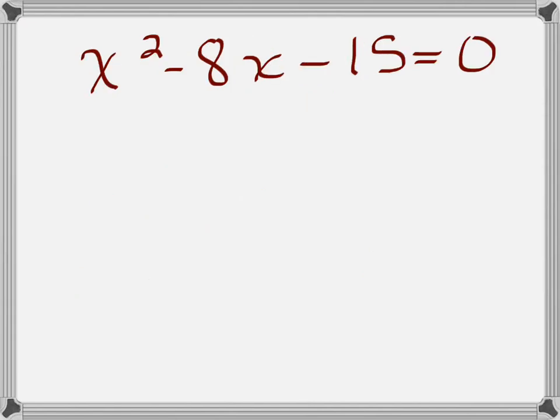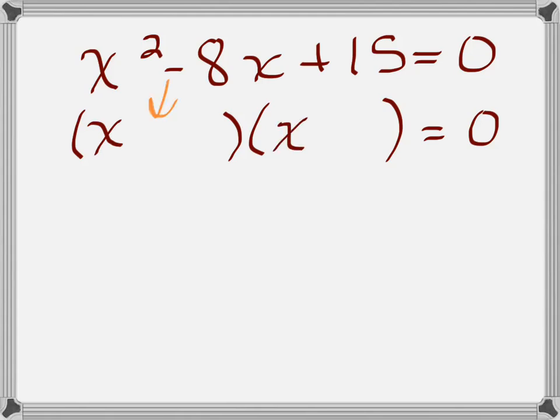So let's see how we're going to use the zero product property with this equation. X squared minus 8x plus 15 equals 0. What we're going to do is have two binomials equal to 0, and we're going to factor, so we get an x and an x. We bring down a negative, and a negative times a positive is another negative. Now we're looking for two numbers that when multiplied give us 15, and when we add them, we get 8, and that would be 5 and 3.